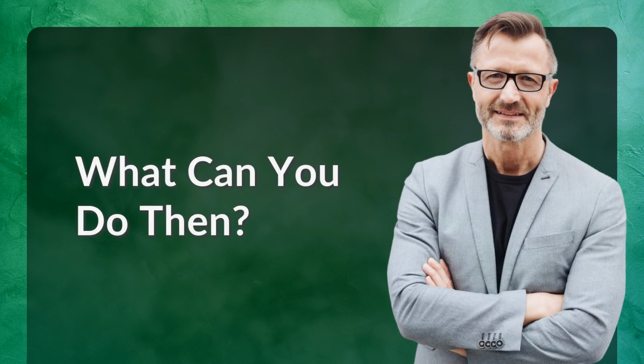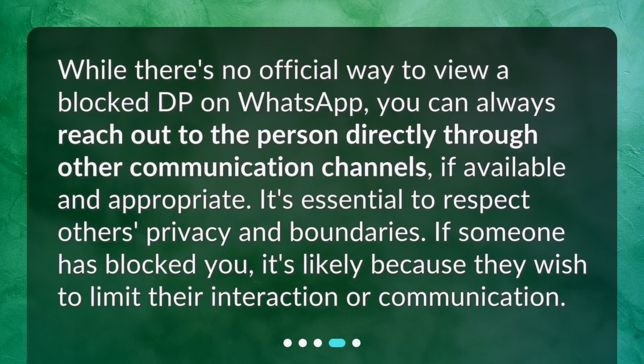What can you do then? While there's no official way to view a blocked DP on WhatsApp, you can always reach out to the person directly through other communication channels, if available and appropriate. It's essential to respect others' privacy and boundaries. If someone has blocked you, it's likely because they wish to limit their interaction or communication.